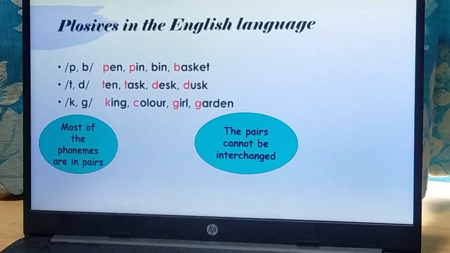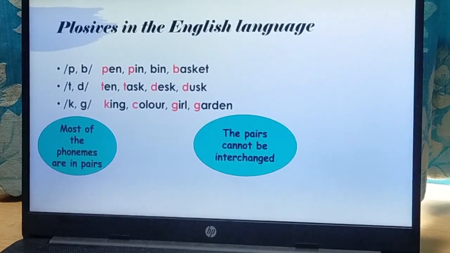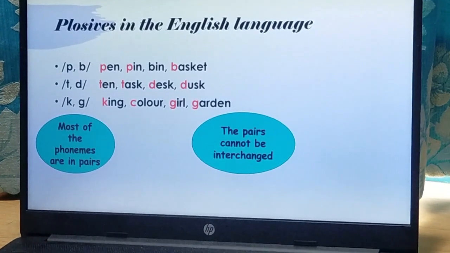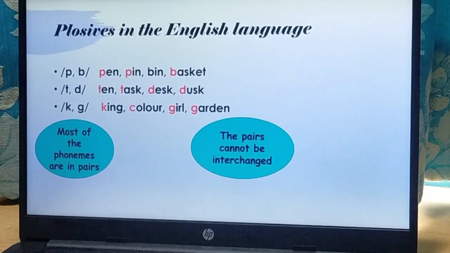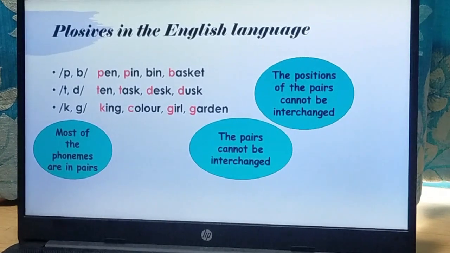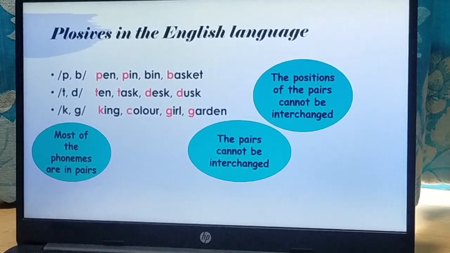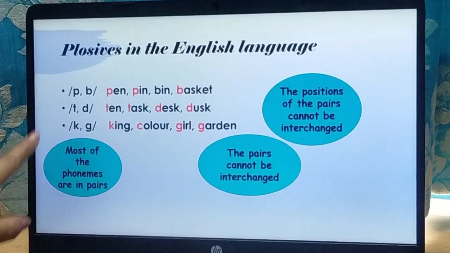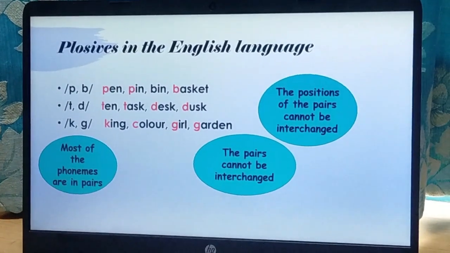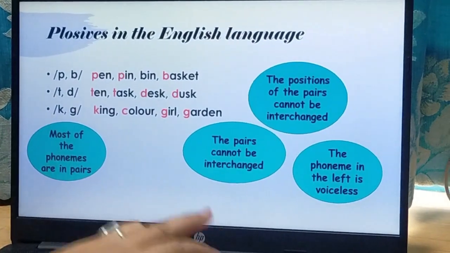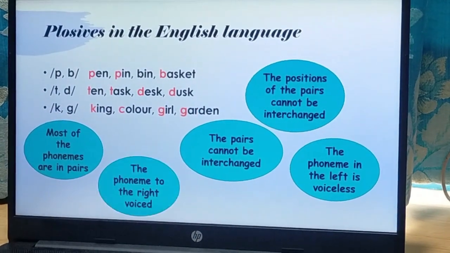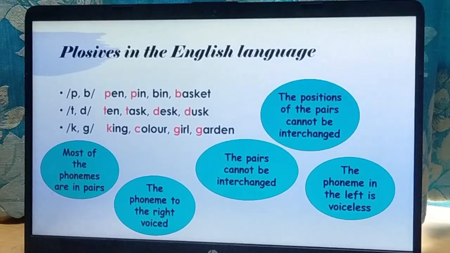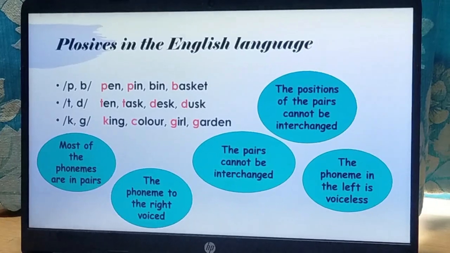Secondly, the pairs cannot be interchanged. As I said already, you cannot say burper, dirter and gurker. You have to say perber, turder, kurger. Next, the positions of the pairs cannot be interchanged. First of all, you cannot say per, der, ger. They are fixed there. And the phoneme on the left is the voiceless and the phoneme on the right is the voiced. This is the basic concept of any phoneme.